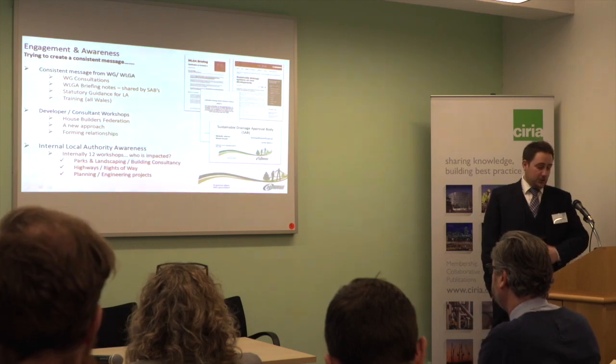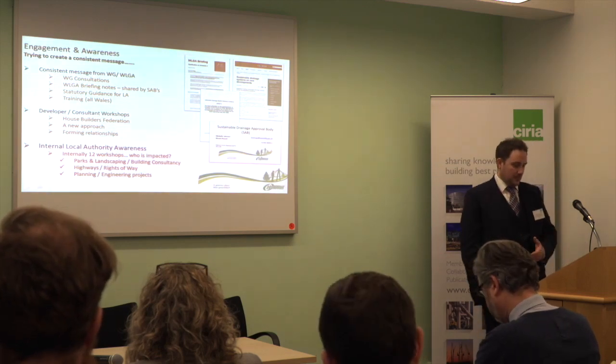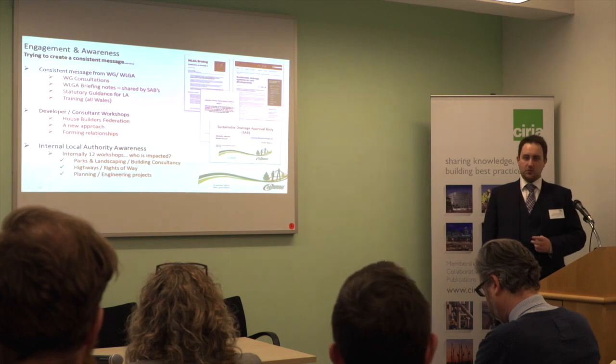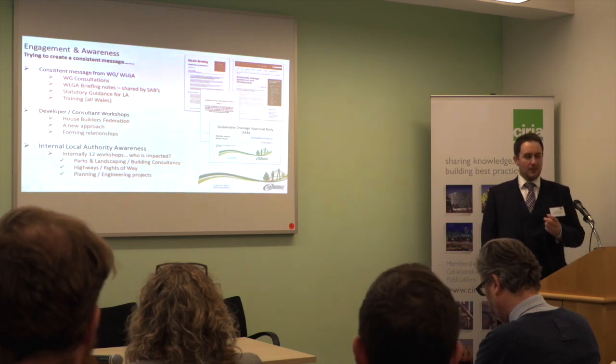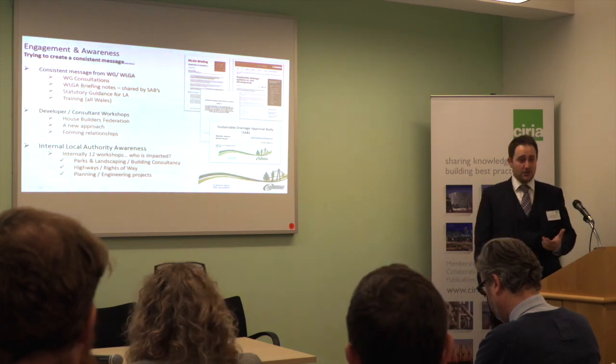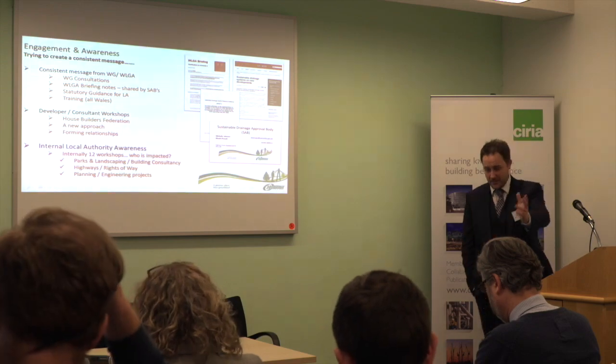And internally, Michelle touched upon this, when you think about sustainable drainage, you don't think about who the approval body will impact. That could be public rights of way, for instance. When they create a new public right of way, they create an impermeable surface, most of them more than 100 square metres, so they need to have approval. And we dealt with our building consultancy, highways, rights of way, our planners, our engineering projects division. As you can imagine, there were a lot of people to cover.